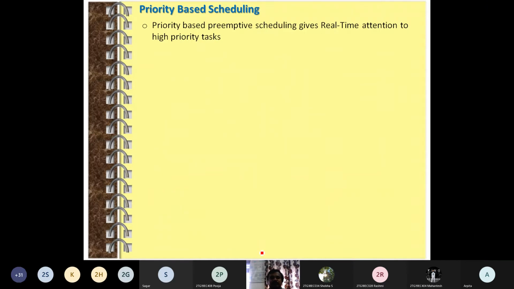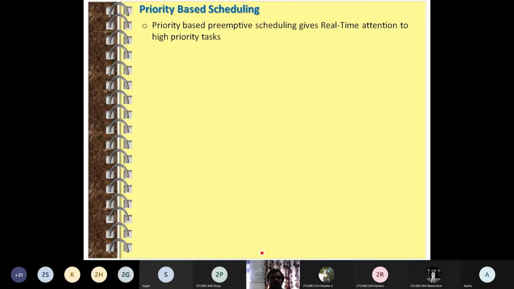So it gives real-time attention. Obviously, in embedded systems we concentrate on real-time only. So we are not waiting for the completion of the remaining processes. We are going to pre-empt, making the queue empty to run the current new high priority process. Here priorities are assigned to each individual process, and based on the priority they are executed till completion of that process.